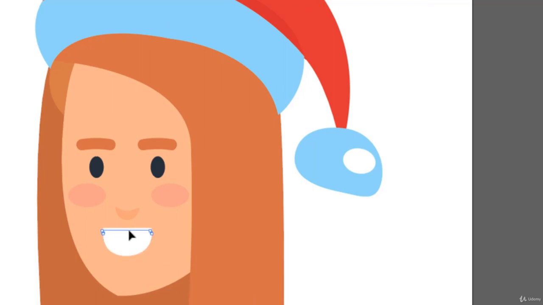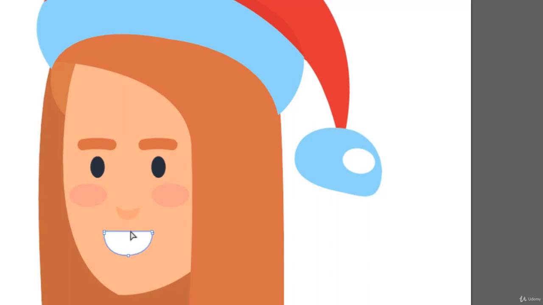So I click and move, and as you see, it moves as a straight line. This method moves the path instead of reshaping it since it's not curved. So, I move down this line to get the mouth a little bit smaller.